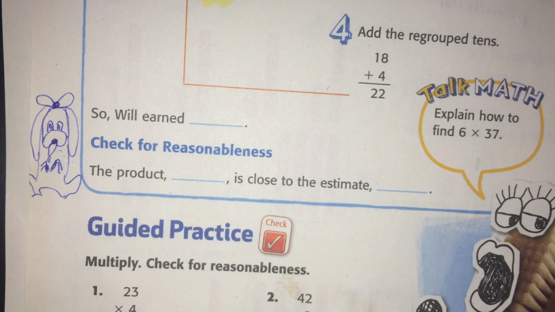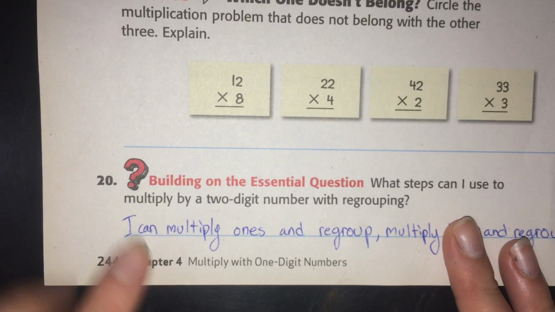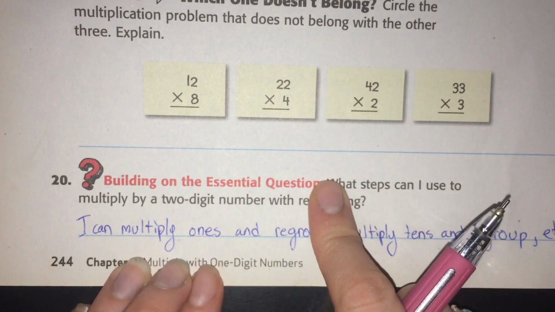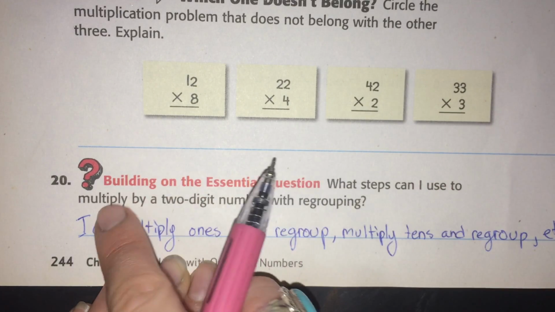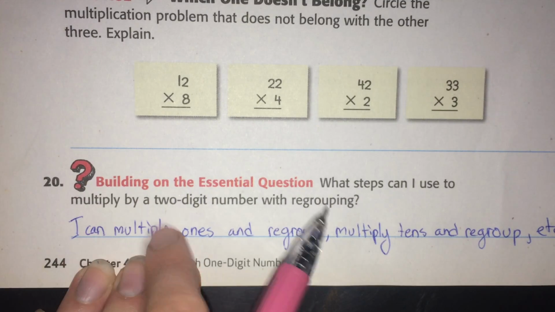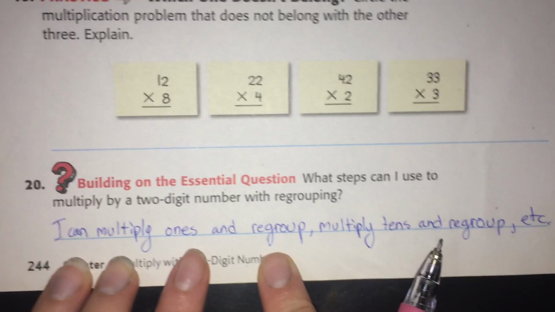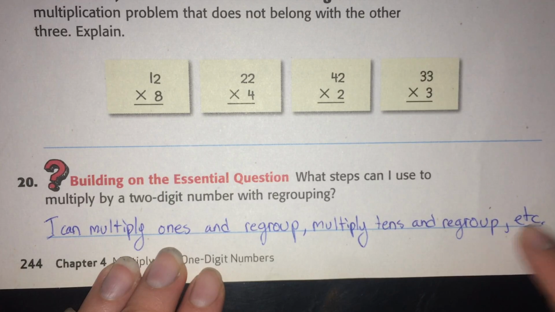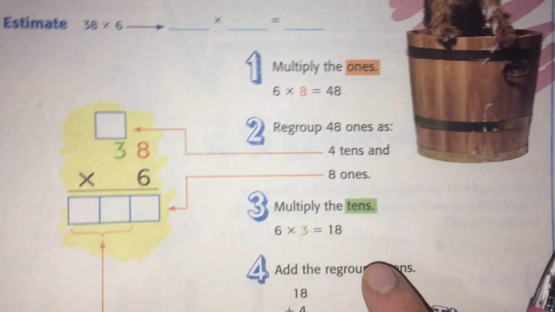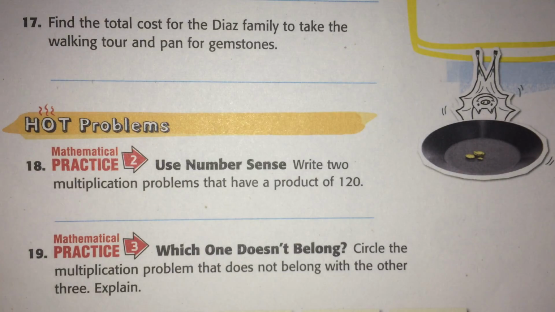Okay, and before you go, let's take a look at page 244, the Building on Essential Questions exercise. What steps can I use to multiply by a two-digit number with regrouping? So I said I can multiply ones and regroup, multiply tens and regroup, etc. Just like here, you multiply the ones, regroup, multiply tens, regroup, and go on and on.